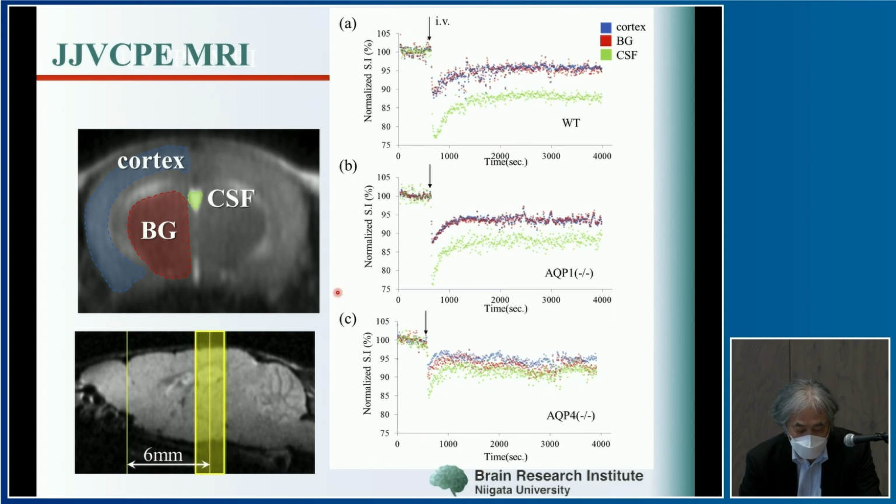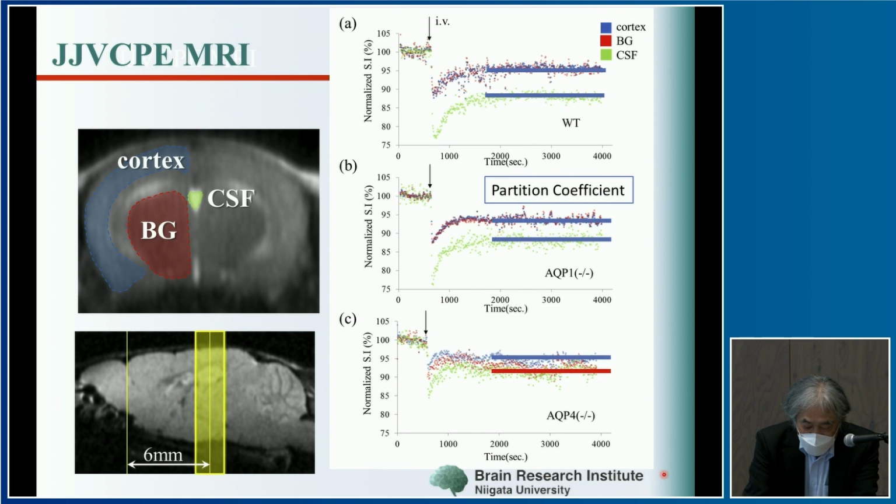On the left side of this slide, you can see the representative time course of signal intensities within pixels of each region of interest. The colors indicate different regions: blue for the cortex, red for basal ganglia, and green for cerebrospinal fluid within the third ventricle. Each dot represents the intensity of each pixel within the ROI before and after intravenous H2 17O administration.